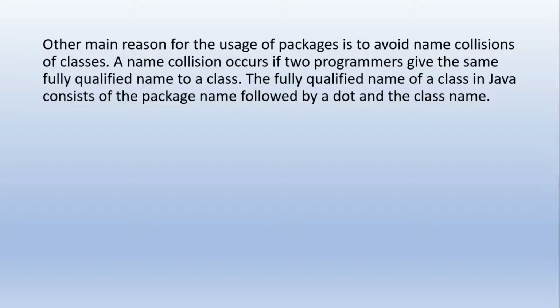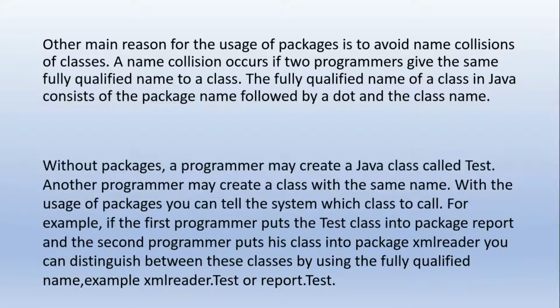A name collision occurs if two programmers give the same fully qualified name to a class. The fully qualified name of a class in Java consists of the package name followed by a dot and the class name. Without packages, a programmer may create a Java class called Test. Another programmer may create a class with the same name. With the usage of packages you can tell the system which class to call. For example, if the first programmer puts the Test class into package report and the second programmer puts his class into package XMLReader, you can distinguish between these classes by using the fully qualified name, for example XMLReader.Test or report.Test.